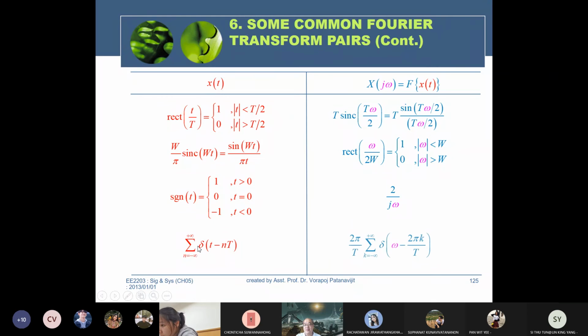For the impulse train, the Fourier transform gives you the same impulse train, but shifted at those frequencies, normalized by 2 pi divided by T. The whole table is already shown in the books. You only need to know how to apply them.